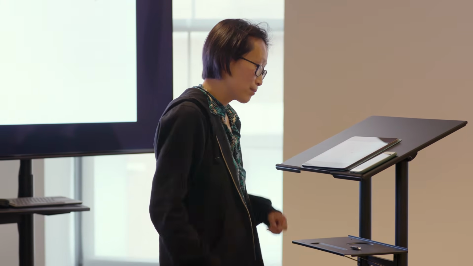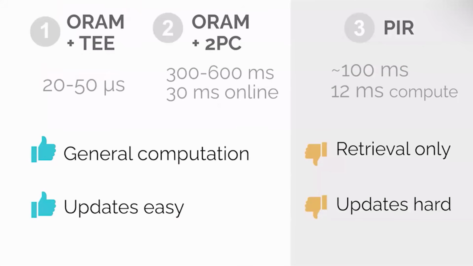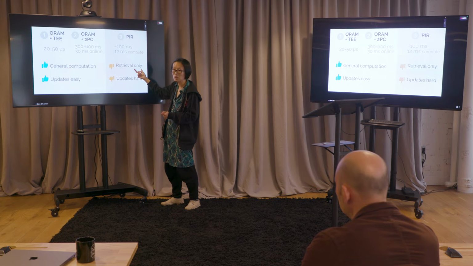So let me talk about open questions along the PIR side. This actually comes back to what Itai was asking earlier. In PIR, even though it looks like the performance is similar to Garbled RAM, there are a couple of drawbacks. One is that practical implementations today only support retrieval.